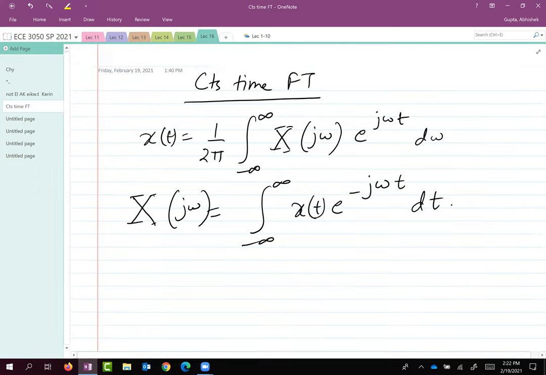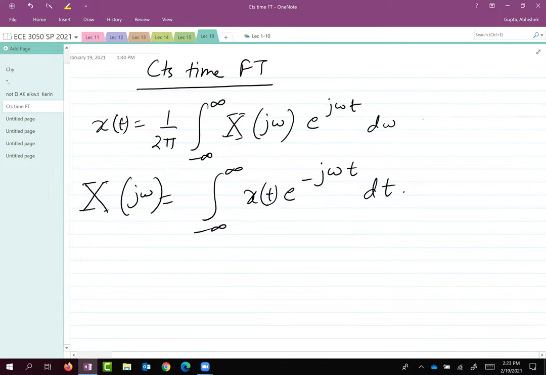Any questions so far in the derivation? So the Fourier transform is from x(t) to big X. What is the reverse called again? Just the inverse Fourier? This is the inverse Fourier transform. This is the Fourier transform.